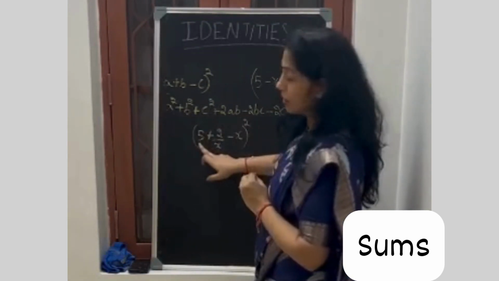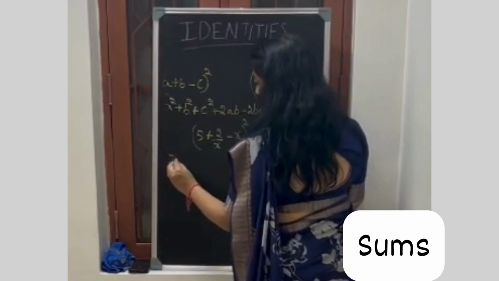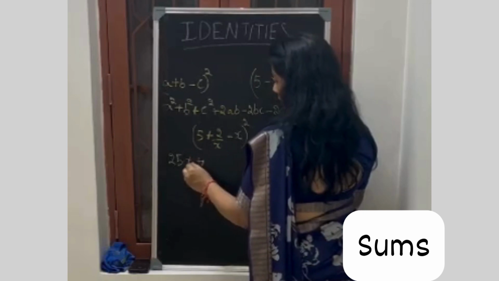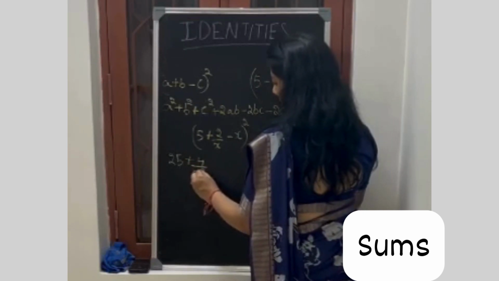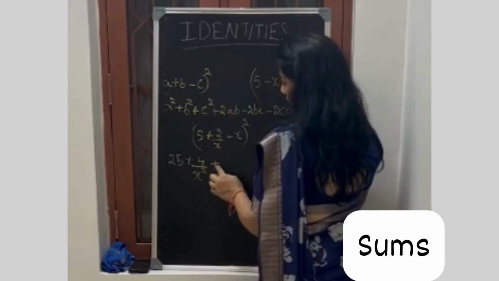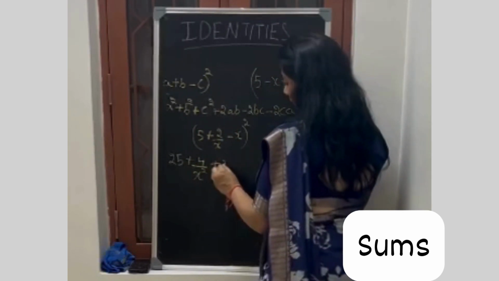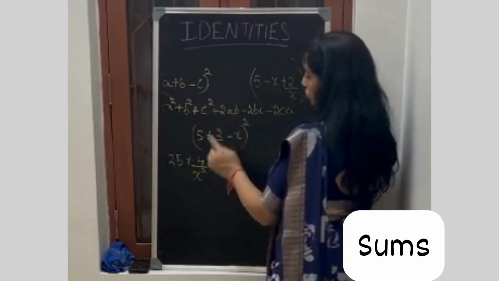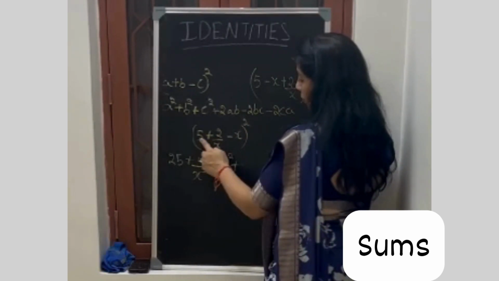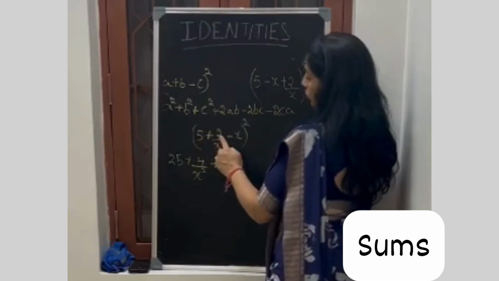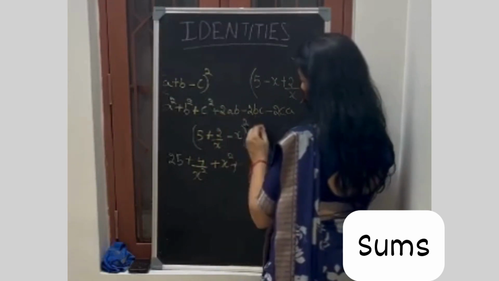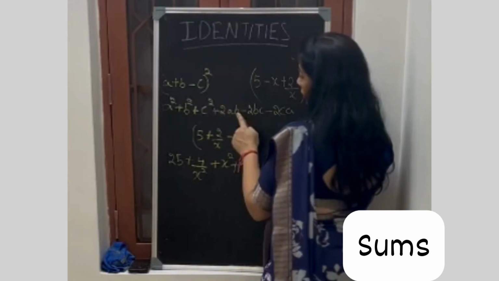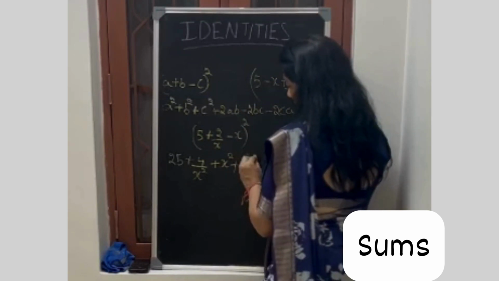Now what will be my answer? a square, 5 is a, so a square is 25. Plus b square, so 2 square is 4 by x square. Plus, minus into minus is plus, c square. So that is x square. Then plus 2ab. So 2 into 5 into 2 by x. 2 5s are 10, 10 2s are 20, 20 by x.